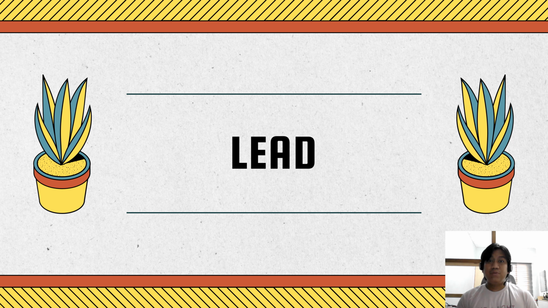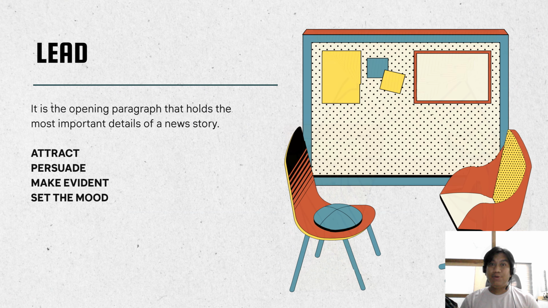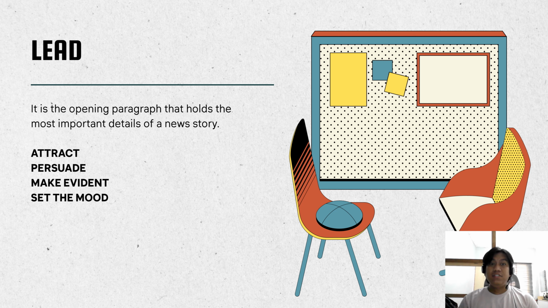The first part of a news story that we're going to discuss is the lead. So what is the lead? It is the opening paragraph that holds the most important details of a news story. In writing a lead, it is important to consider the following things. Attract: it should attract the readers to read the story. Persuade: persuade the reader to continue reading the story. Make evident: make every angle of the story evident to the readers and set the mood for the rest of the material to follow.